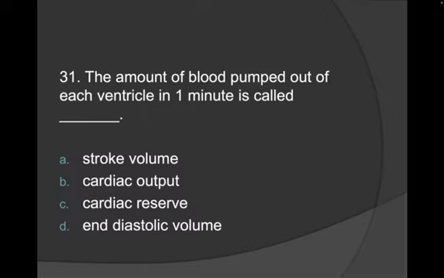Awesome. Amount of blood pumped out of each ventricle in 1 minute is the... think about it a little bit. It's talking about the blood pumped out, not about the beating. Stroke volume or cardiac output? Has to be these two. Cardiac output.